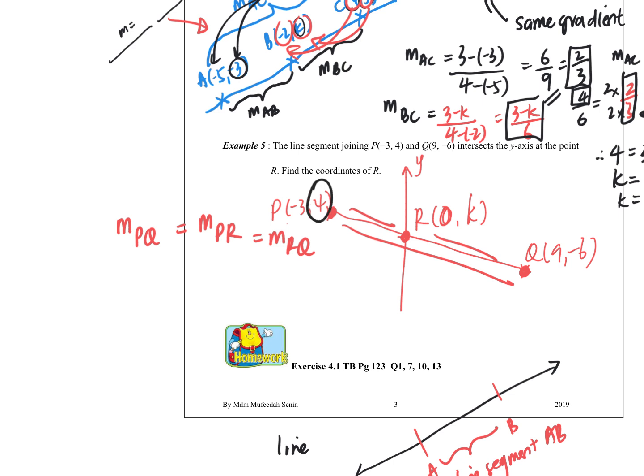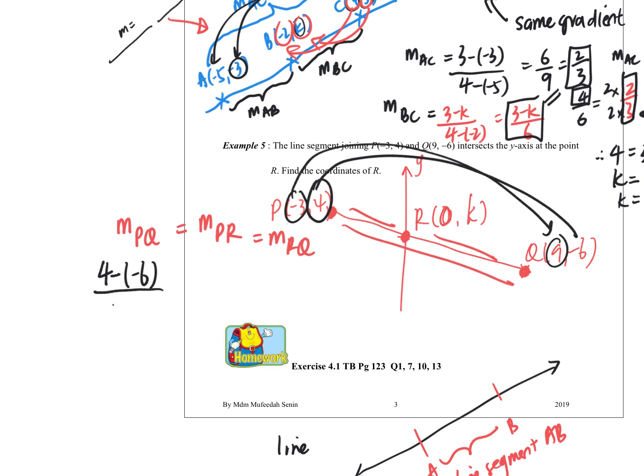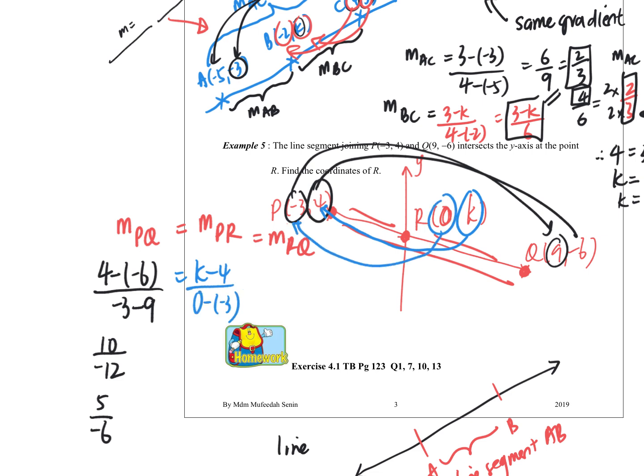So let's say I choose this to be Y2 minus Y1, then X2 minus X1. So I get the gradient to be 10 minus 12, which is 5/6. Okay, so this is PQ's gradient. What about PR? So let's say I choose this to be the Y2. So k minus 4 over 0 minus 3. So it should be equal to this.